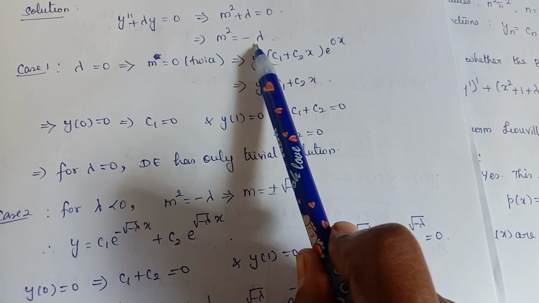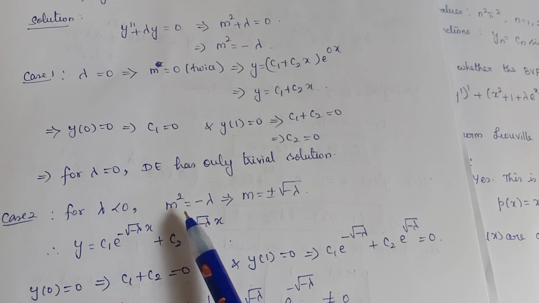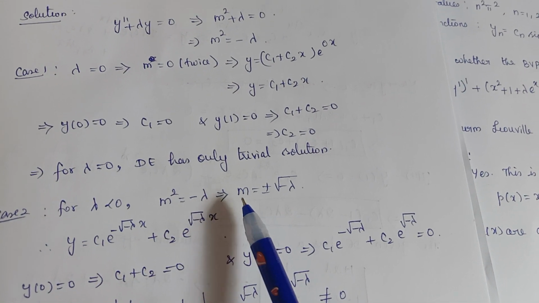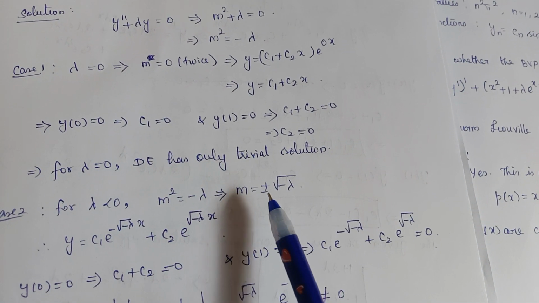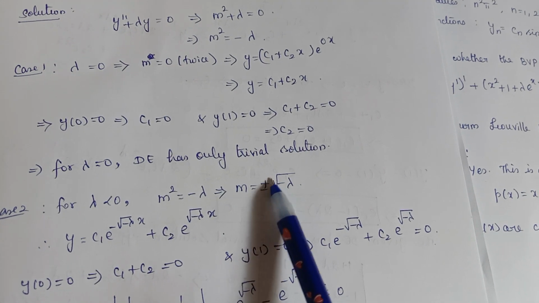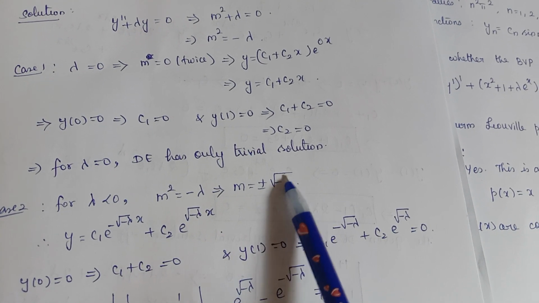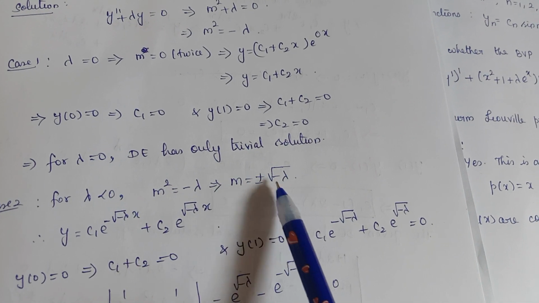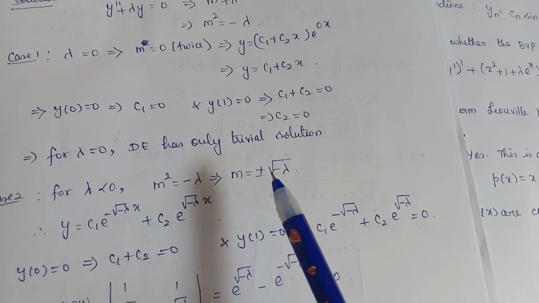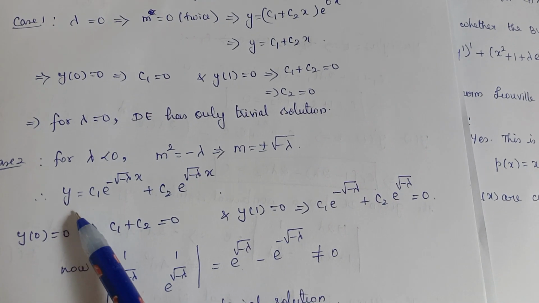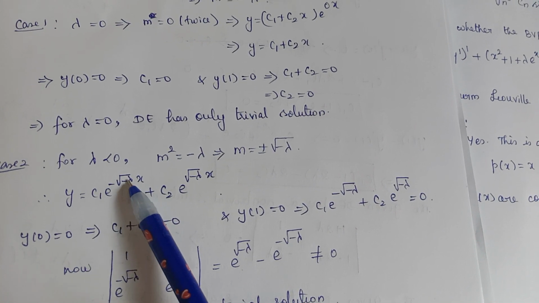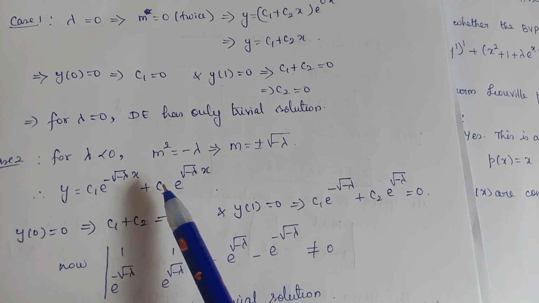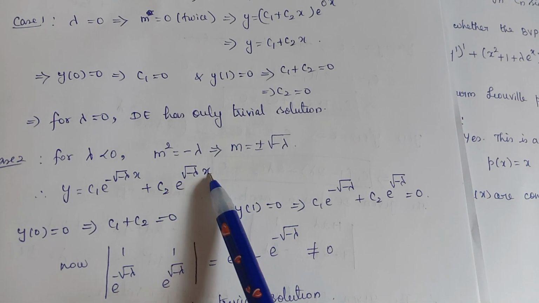If lambda is negative, this m square will be positive. Therefore, m will be real roots only, real and conjugate roots, plus or minus root of minus lambda. Remember, this is only a real number, because lambda is negative, so minus lambda is positive. So the solution is y equal to c1 e power minus root of minus lambda x plus c2 e power root of minus lambda x.